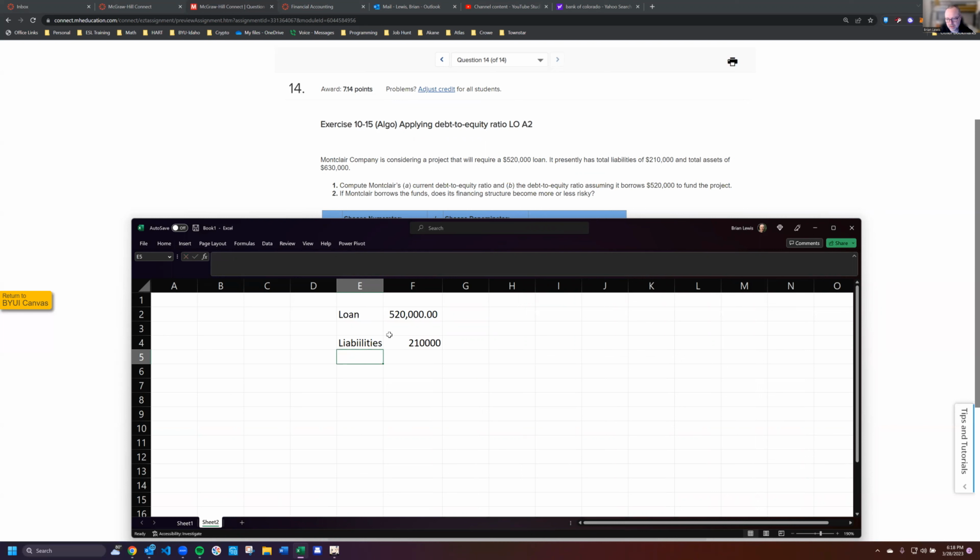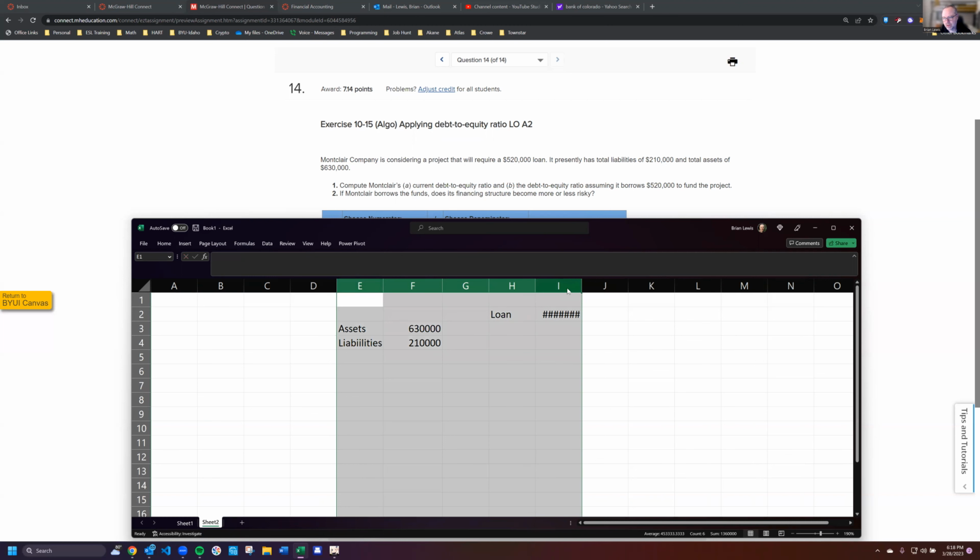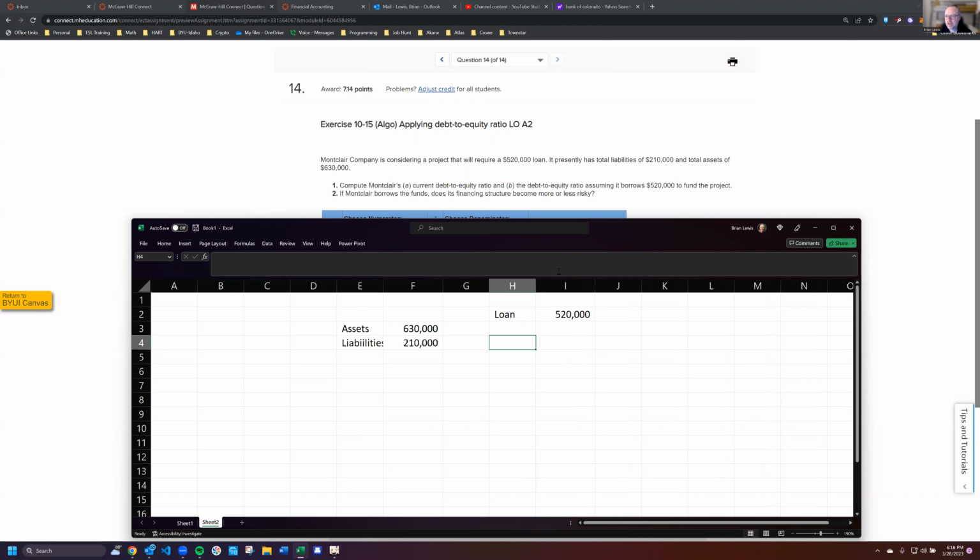Let's move this stuff around a little bit. Let's put assets here. Total assets of 630. All right, and we'll just go ahead and do all this as numbers. There we go. Compute Montclair's A, current debt to equity ratio, and B, the debt to equity ratio, assuming it borrows 520.